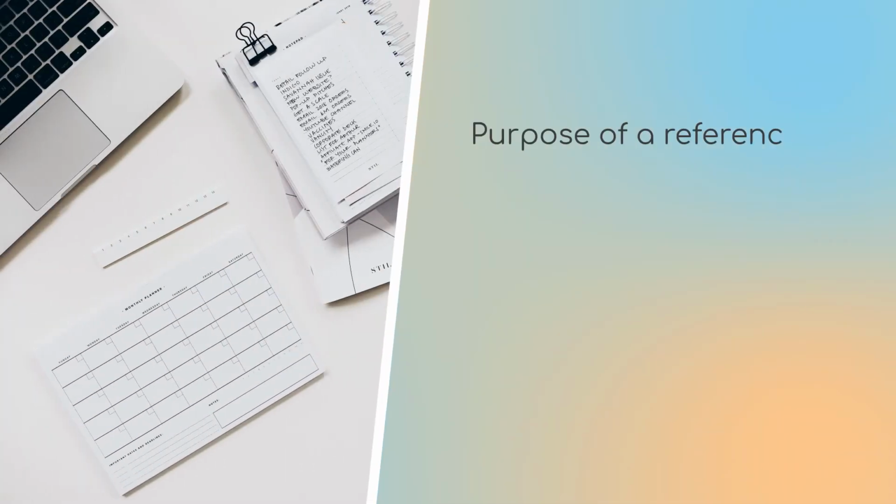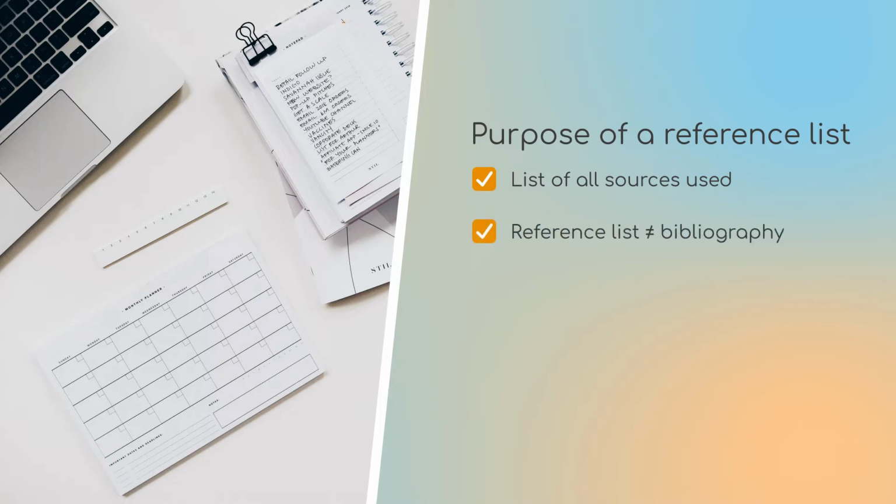Let's start by asking what a reference list is and why you need it in the first place. A reference list is a list of all sources that have been directly or indirectly cited in an academic text. Thus, the reference list is not to be confused with a so-called bibliography, which, in addition to the cited sources, also contains sources that you have merely read during your research.